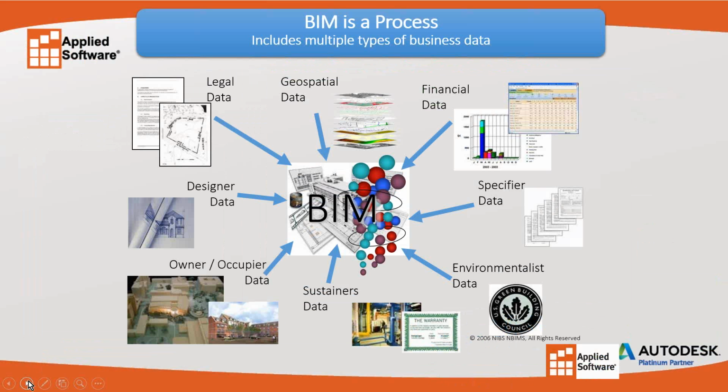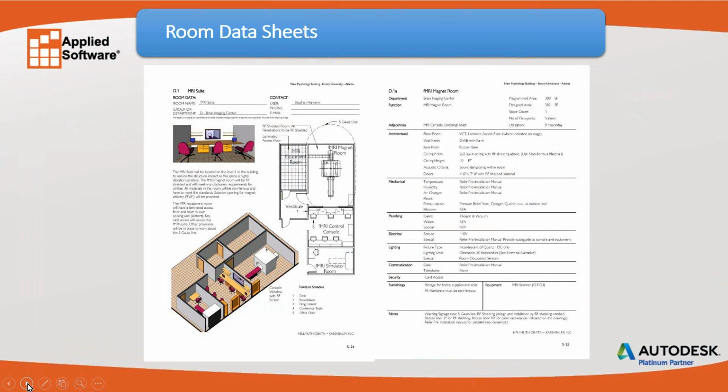Now, BIM isn't just about one thing. As you see here, everything that surrounds the BIM model includes all these different types of data: legal data, geospatial, financial, specific data, environmental, warranties, and owner information, just to name a few. All of those are a part of the BIM model, or building information. These things include information that you can get out of your model, such as room data sheets. For example, we're taking a look at a cut sheet here of an MRI suite, and this is all live data. The information that you get from this can be used over and over again.